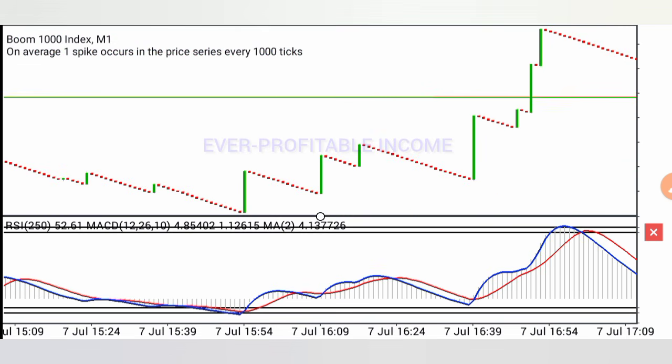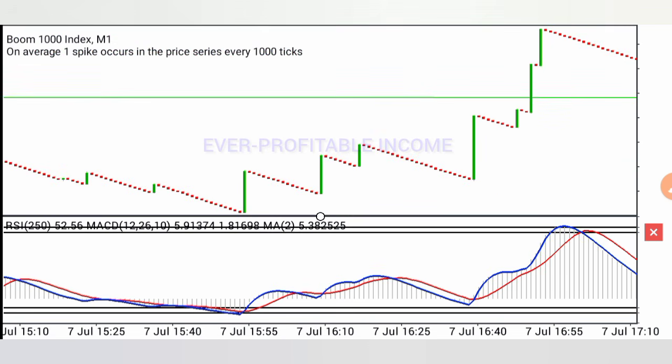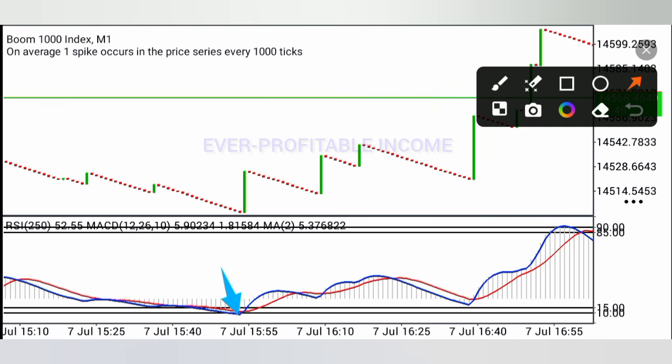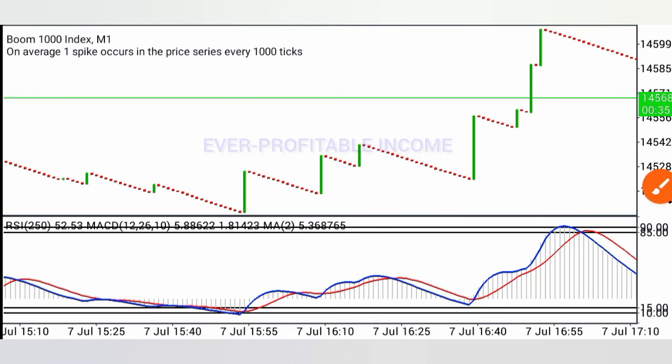Looking at our chart right here, you can see that at every point that the moving average and the MACD touch level 10 and 15, a spike occurred. Can you see that? Look at it right here again. A spike occurred. So that is when you ought to get into the trade.